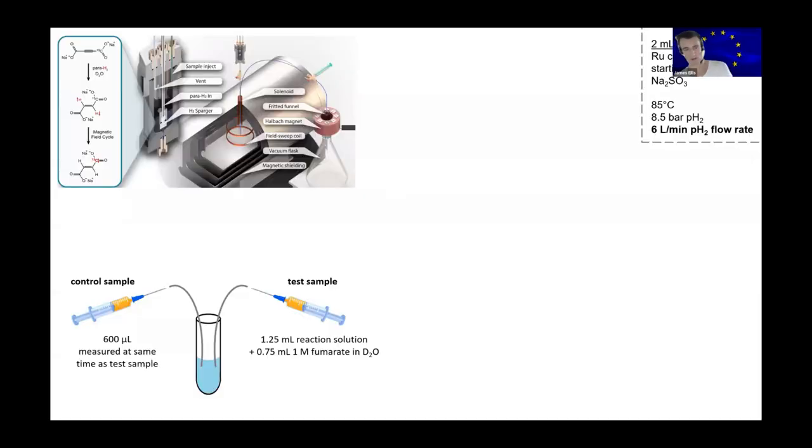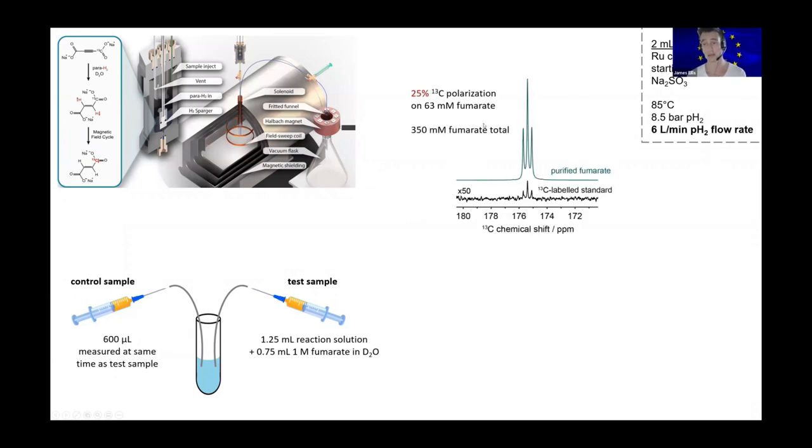Okay, all right, then I'll try and wrap up then. So to do those experiments, as you see, we're injecting the sample, we polarize it, and then we extract it and perform the precipitation. And so I can show that by doing that, we have 25% carbon polarization on something like 63 millimolar fumarate in those samples.